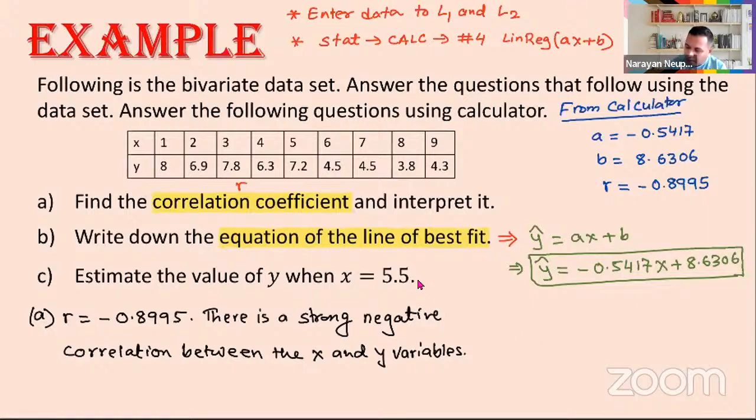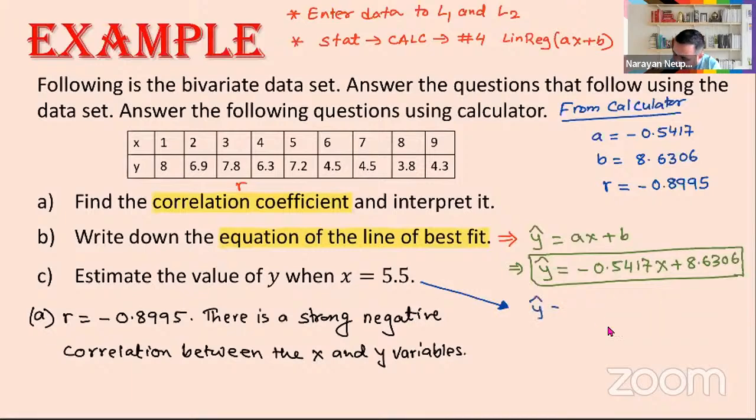Now, finally, in the third part, we are asked to estimate the value of y when x equal to 5.5. So that means if we plug in 5.5 into this equation, what is the value of y? But check one thing, whether this 5.5 lies in the given range. The range of values is from 1 up to 9. So definitely 5.5 falls in this range, so estimation is possible. Let's plug in and find out.